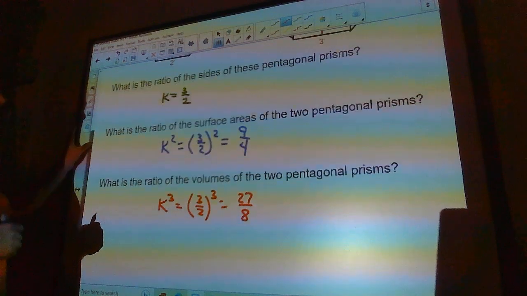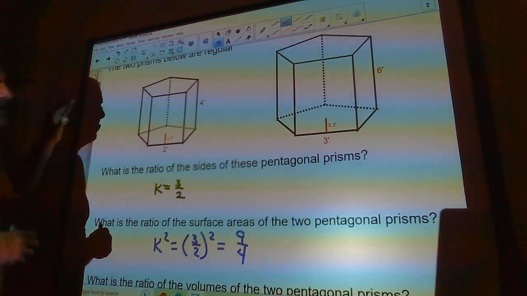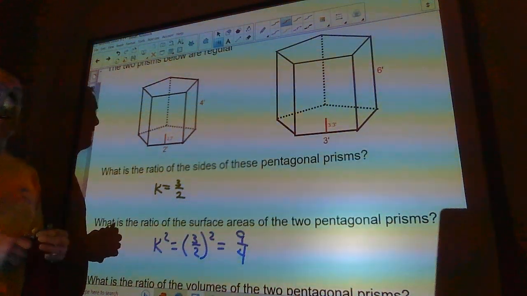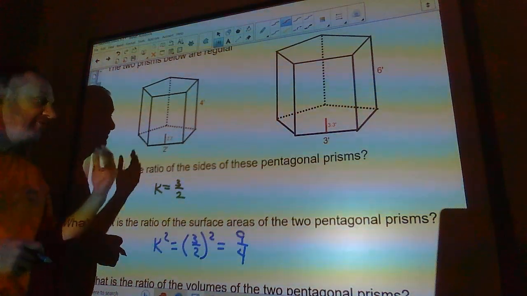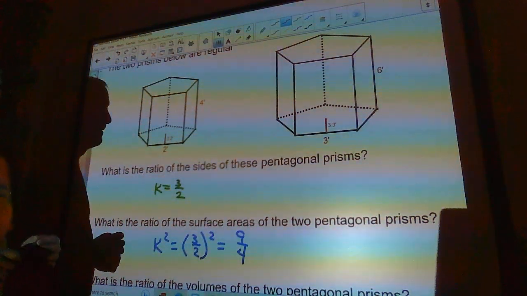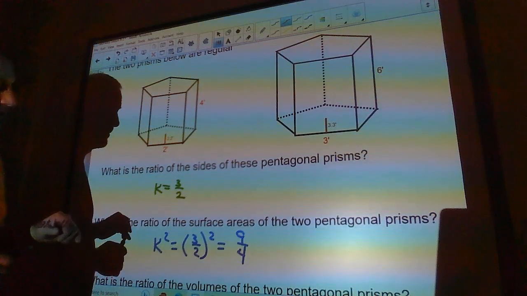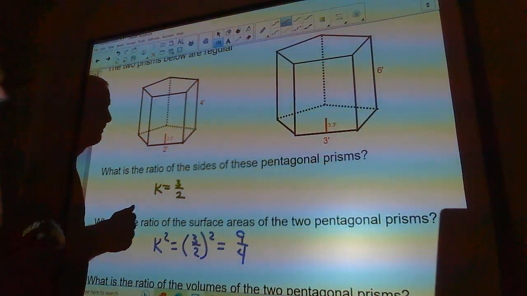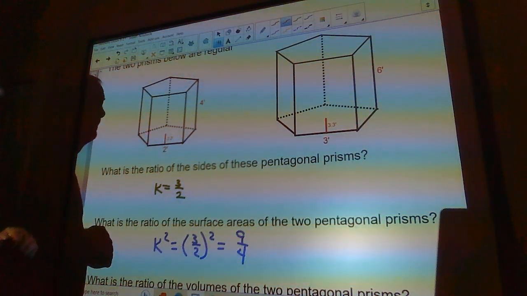Okay, so volume is always going to grow faster than the edge lengths and the area. The area will grow faster than the edge lengths. They also shrink faster, so be careful of that.